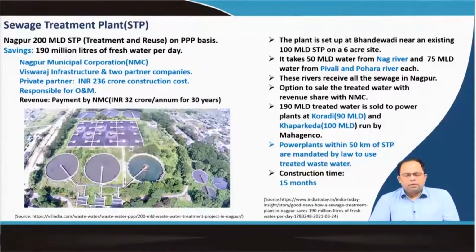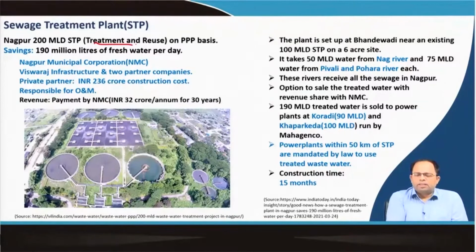So, let us look into another very important and interesting case study. This is a 200 MLD STP in Nagpur, where we are treating the wastewater as well as reusing it. It was developed on a PPP basis, and this plant led to savings of 190 million liters of fresh water per day. That means we are able to reuse water and reduce the fresh water requirement by 190 million liters. Now, why this project is interesting, I will explain.